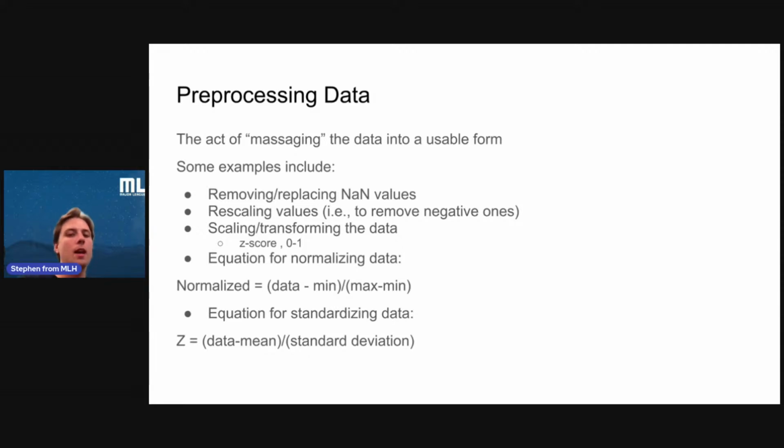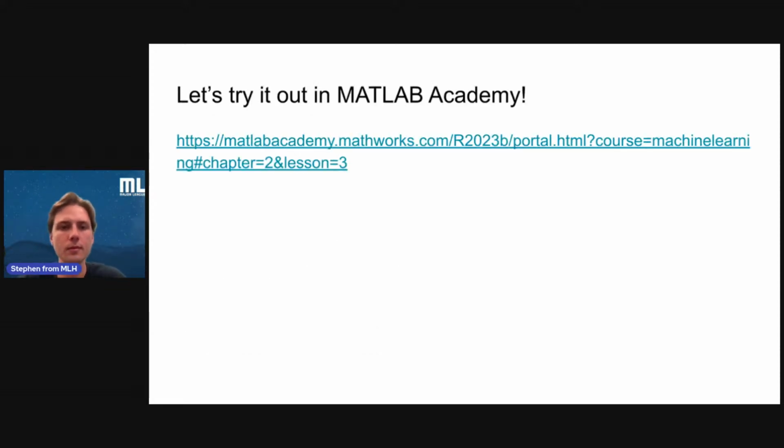All right. And then we have an equation for standardizing data too. This is another really common transformation, and it involves rescaling the data by subtracting the mean and then dividing by the standard deviation or the spread of the data. So it will also bring all of your values relatively close to each other, which can be really good for certain machine learning applications. But yeah, let's try it out in MATLAB Academy now.